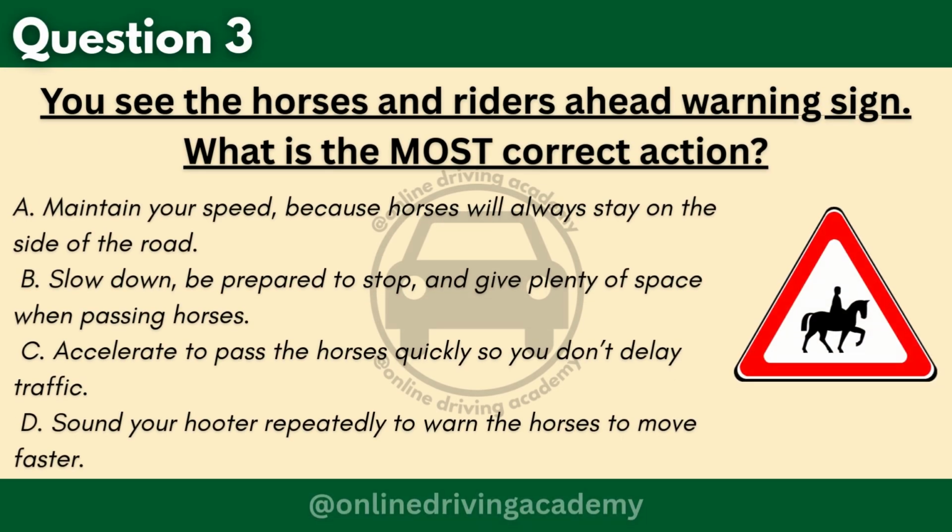Question 3. You see the horses and riders ahead warning sign. What is the most correct action? Is it option A, maintain your speed because horses will always stay on the side of the road? Is it option B, slow down, be prepared to stop and give plenty of space when passing horses? Is it option C, accelerate to pass the horses quickly so you don't delay traffic? Or is it option D, sound your hooter repeatedly to warn the horses to move faster?